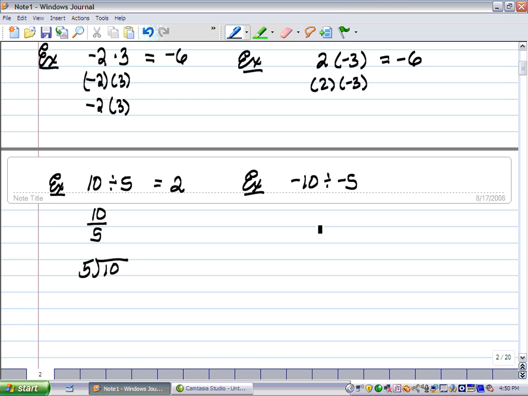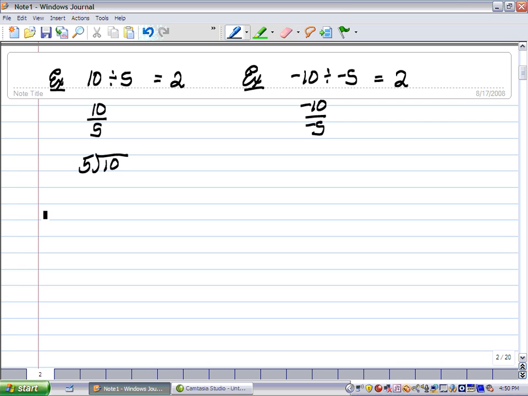Negative 10 divided by negative 5. The signs are alike, so the answer is positive. Negative 10 divided by 5, or negative 10 over 5, which is the same thing. The signs are different, so my answer is negative 2.